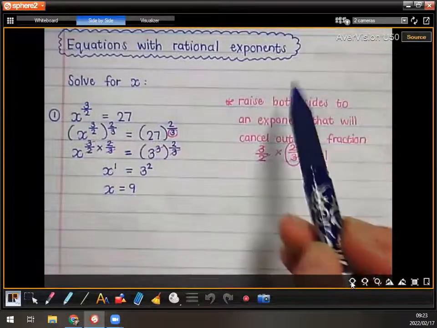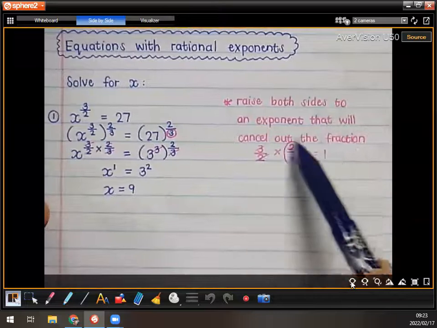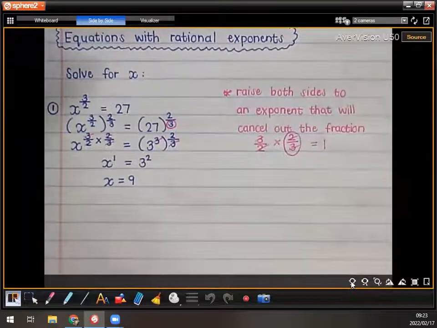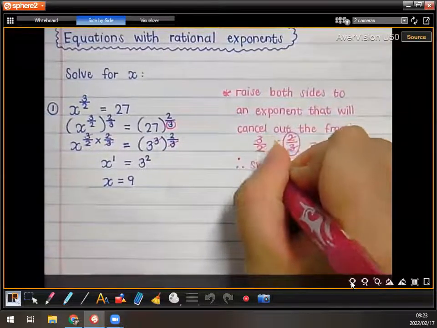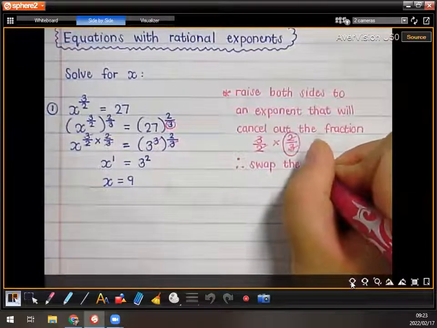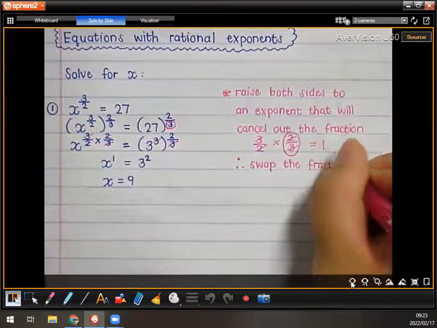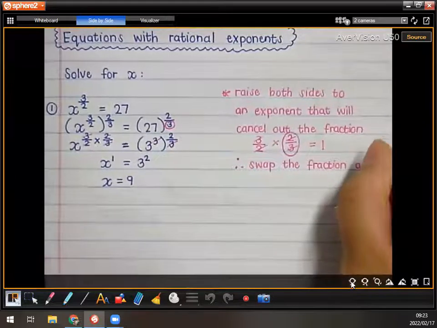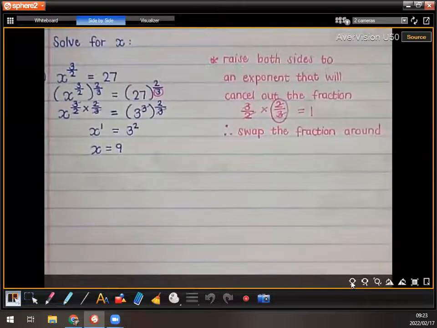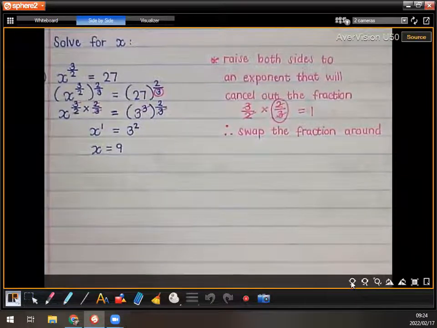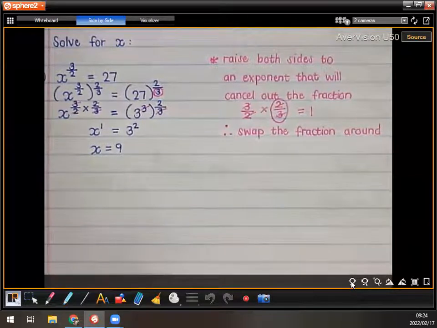Okay, guys. So here, raise both sides to an exponent that will cancel out the fraction. So this is going to be therefore, so what? Flip the fraction around. And that's what we're going to do every time, and we're going to practice a couple more of these. So if the original fraction was 3 over 2, we raise it to the power of 2 over 3.